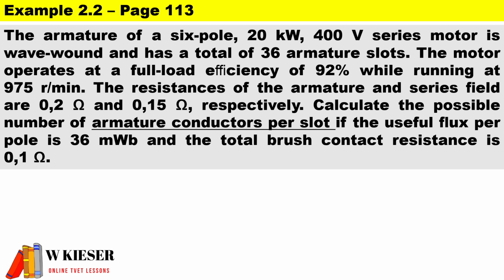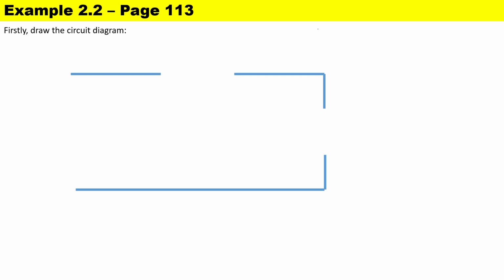Now this is a lot of information to take in all at once, so let's go through the various steps to solve this problem. Firstly, let's draw the circuit diagram. This is a series motor, so the field winding is connected in series with the armature. So here are our carbon brushes to make electrical connection with our armature, and it's a motor. We have our terminals for the voltage supply from the battery.